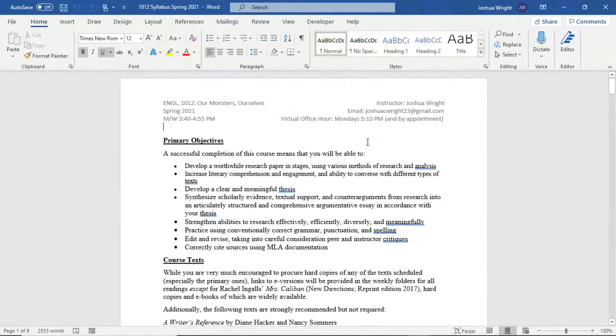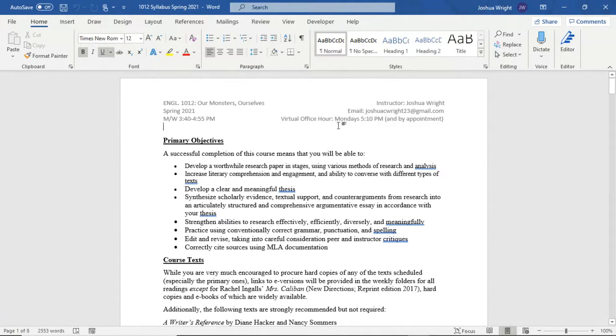All right, so here it is. Of course, this is my email. Again, if you have not yet emailed me at this email address, joshuacwright23@gmail.com, you should absolutely do so ASAP. It's really important that I know. It's really important that I have an email that I know that you check frequently, and that I know that those lines of communication are open.